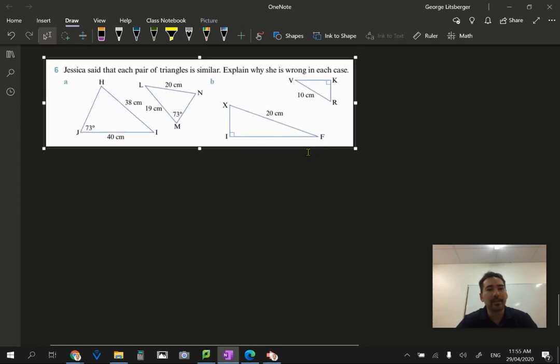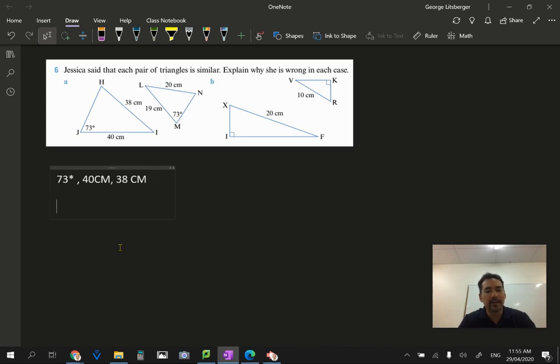Jessica said that each pair of triangles is similar. Explain why she is wrong in each case. All right, I'm going to do 6A. So it seems like they've given us 73 degrees in the original, 40 centimeters, and 38 centimeters. And in the image, they've given us 73 degrees, 19 centimeters, as well as 20 centimeters.